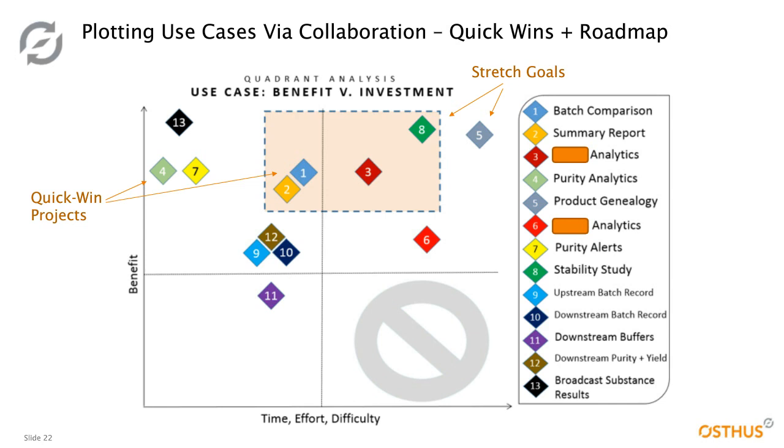So what are the things you can do right away that could get you value? And that's a key component. You have to show value. And if you start to stitch these together, you could say, okay, we could build a roadmap and go from 2 to 1 to 3 to 8 and maybe out to 5, which notices that product genealogy. That's kind of a holy grail kind of thing.